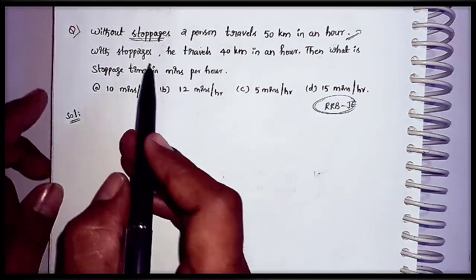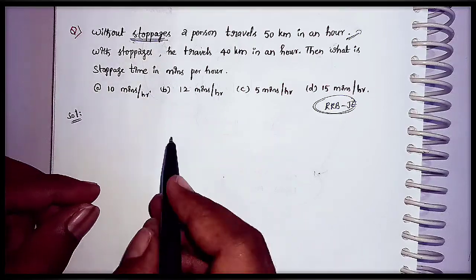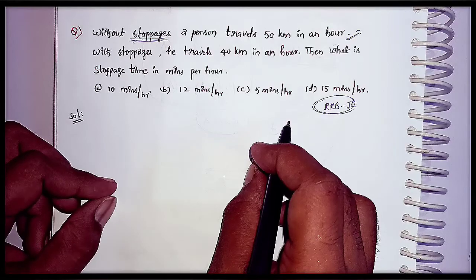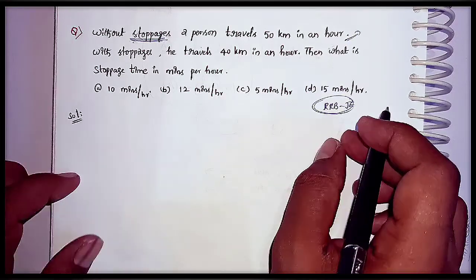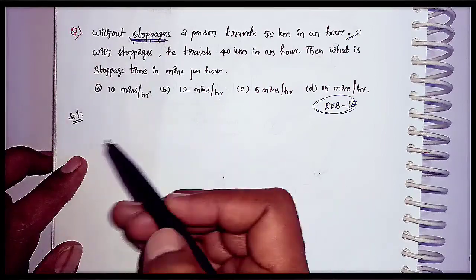Here in the question, without stoppages means that a person is traveling from one point to another, and with stoppages he stops for 10 seconds or 20 seconds and again travels like this. In the first case, without stopping anywhere, he travels continuously.